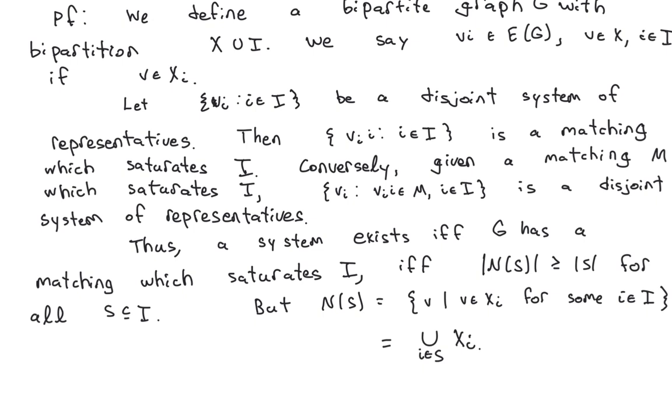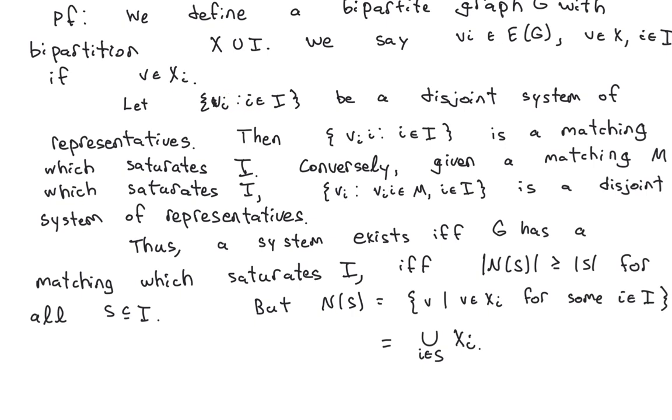So the modern proof of Hall's theorem is to construct a bipartite graph with one part of the bipartition being X, so the people, and the other part being the indexing set I, so the set of committees. And then you're going to create an edge between person V and committee i whenever person V was on committee i.